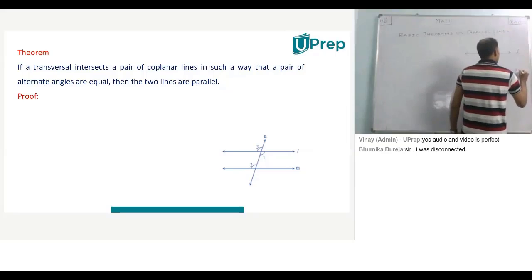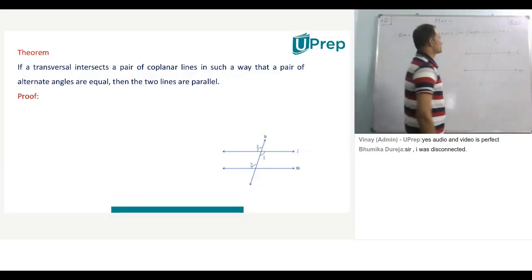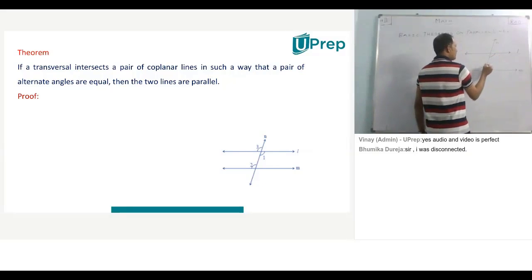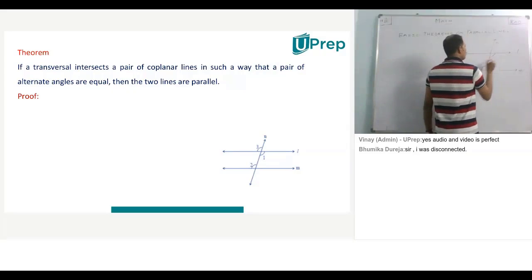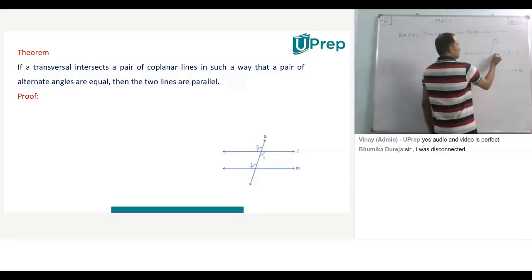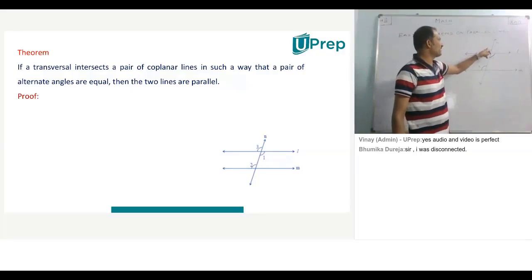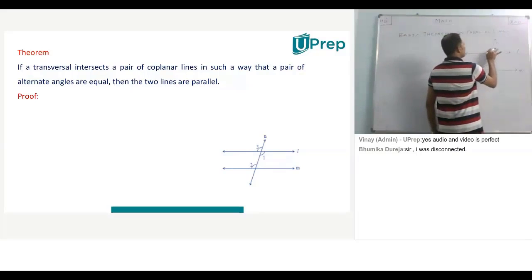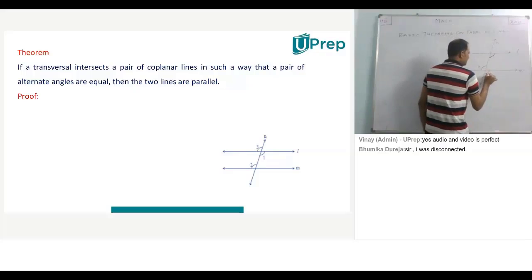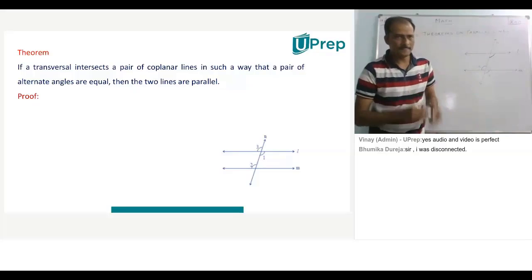Let us suppose that L and M are two coplanar lines intersected by the transversal N, making a pair of alternate interior angles equal. Now we have to prove the lines are parallel. Very simple. I can take this angle as 3, because already I took this as 1 and this as 2. That is better. 1, 2 and 3. Okay, Arnav, is that okay? Yes, sir.